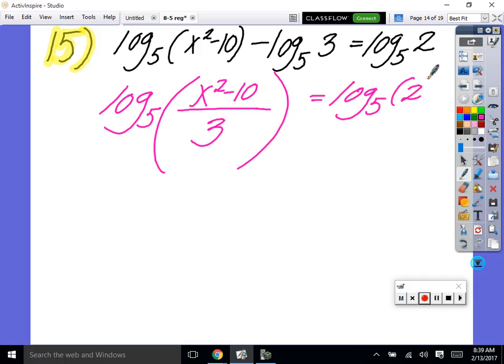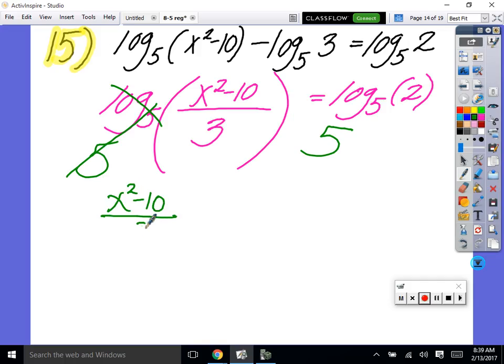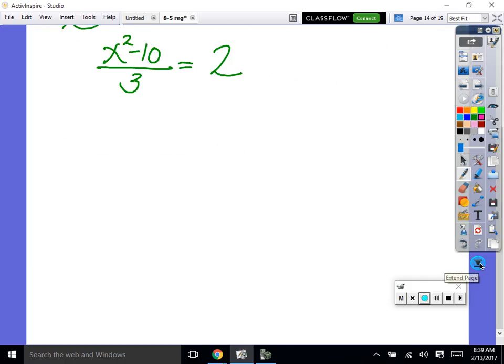So now we would undo log to the base 5. How do you undo log to the base 5? Base 5, both sides of the equation. Base 5 and log to the base 5 cancel out. So we have (x squared minus 10) over 3 equals, oh, over here it canceled out too, 2. Now solve for x. So it's just algebra. So what would you do? Good, multiply both sides by 3. So over here, those divide out. Don't distribute it through when they divide out. So we have x squared minus 10 equals 6.